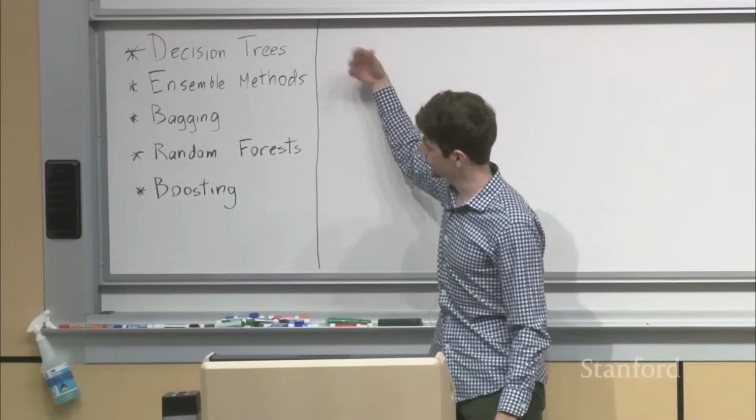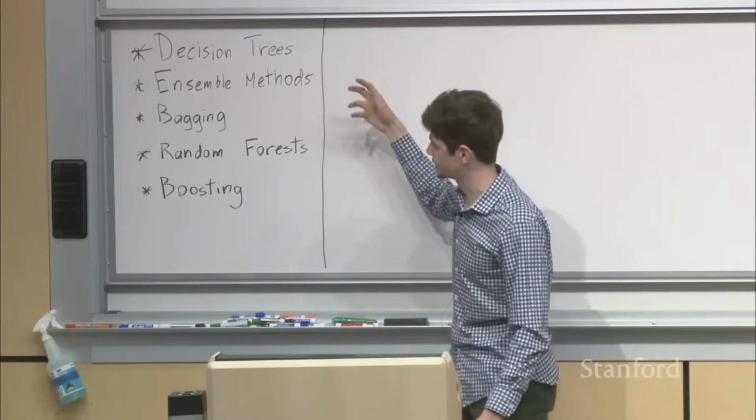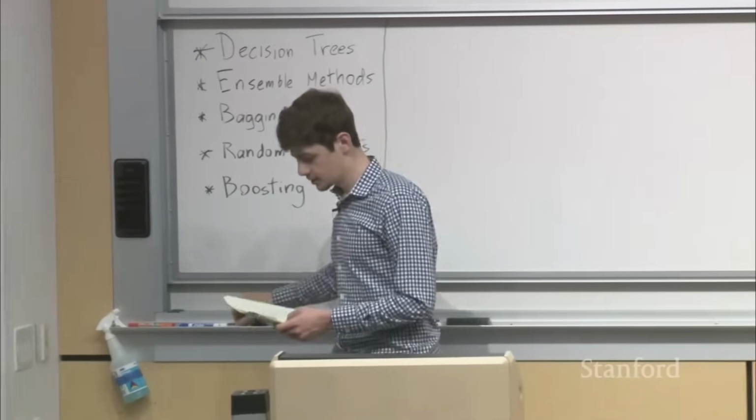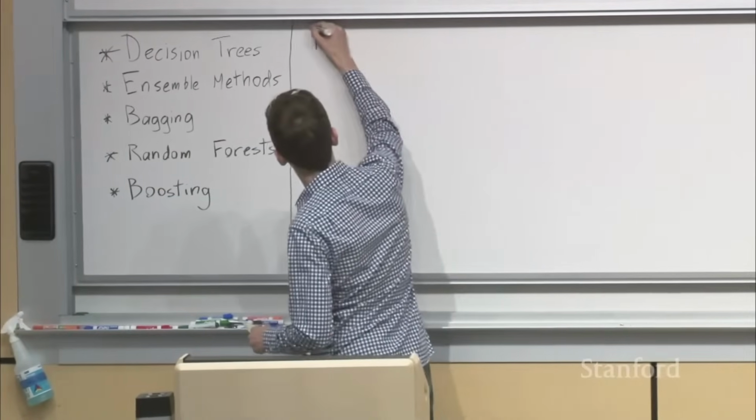of what the outline's going to be, we're first going to go over decision trees, then we're going to go over general ensembling methods, and then go specifically into bagging, random forests, and boosting. Okay, so let's get started. So first, let's cover some decision trees.